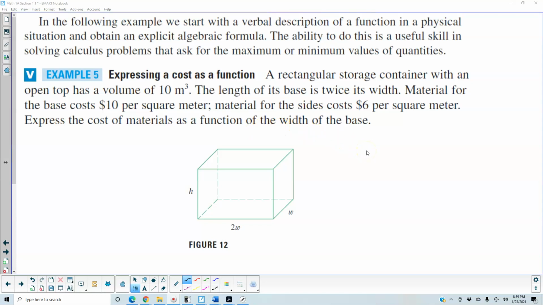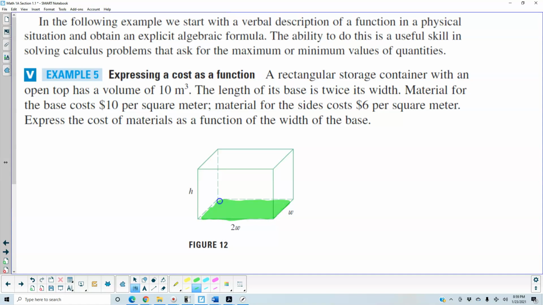of the base. So the first thing we need to do is draw a picture. Drawing a picture of a rectangular storage container, we know that we have the height, we know that we have the width, and recall that the length of the base is twice its width, so that's why we have 2W. Now, the material for the base is going to cost $10. So the base is what we have here, and this base represents $10.